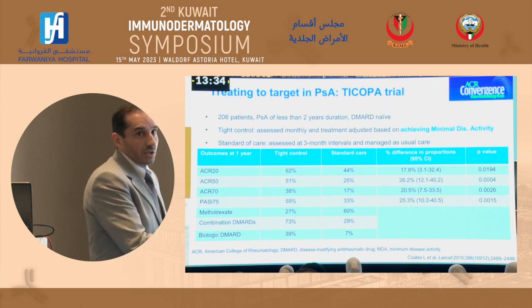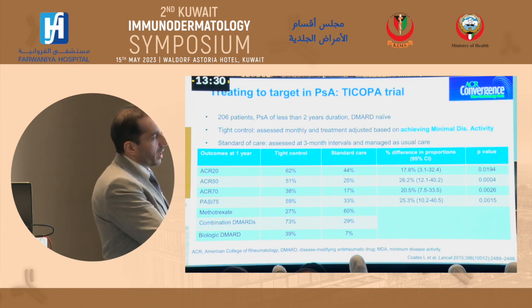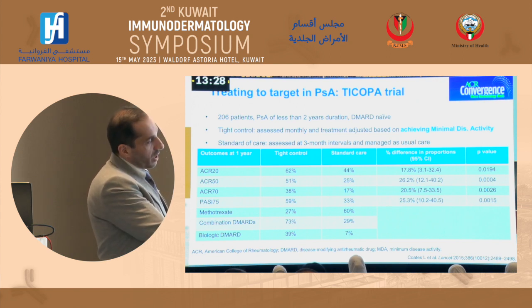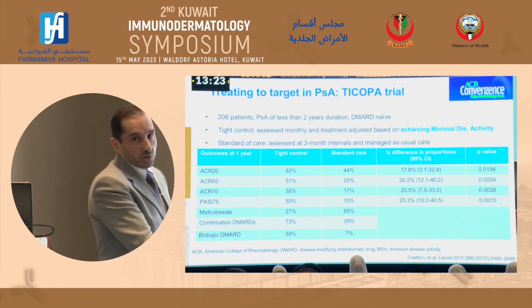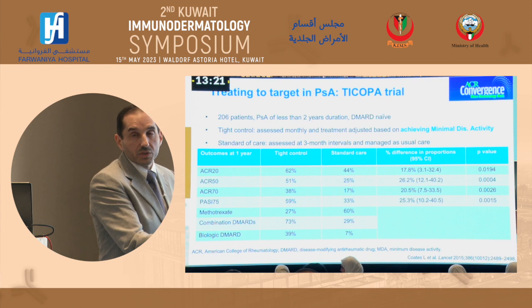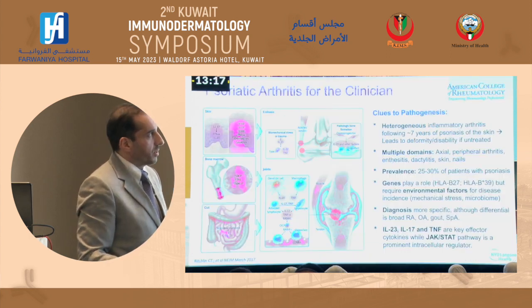Obviously, that will be evident in the use of the treatment. In tight control, you're seeing, for example, the use of biologics around 40% in comparison to standard care, and the use of a combination of DMARDs is almost triple that of standard care. And that's how you'll be able to achieve these numbers.